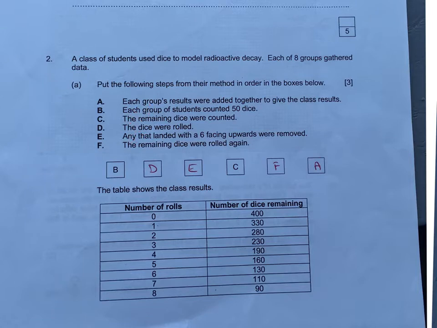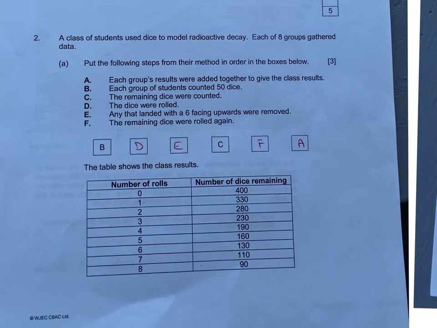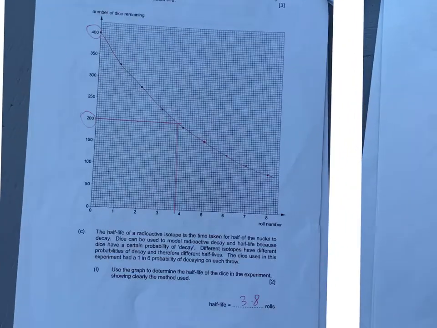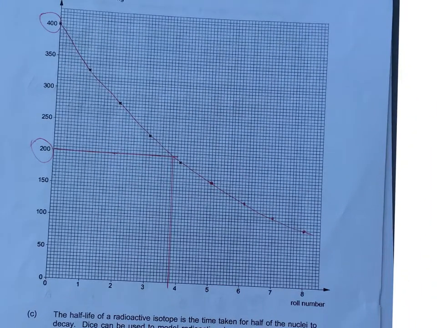Then we've got question 2 now, going on to radioactivity, and we're going to use the dice to represent radioactive decay. Put them in order, so it's going to be B, D, E, C, F, A. When you read through that, that's going to make sense. And then you're given a list of numbers there. That's going to have to be graphed, or at least you've got the remaining to graph.